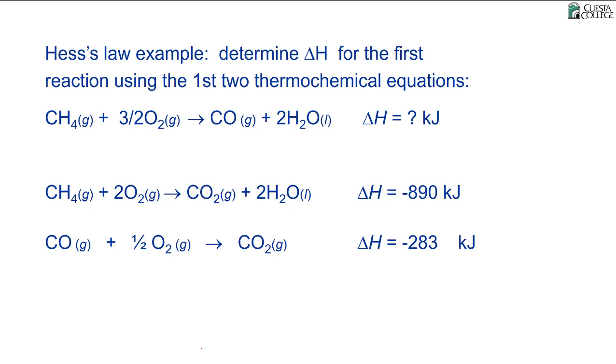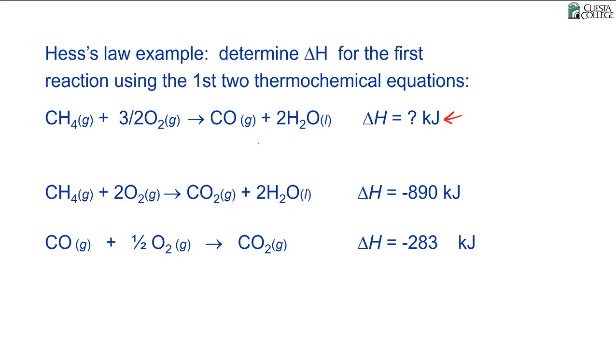Here's another example of Hess's Law. In order to determine delta H for this first equation, we can use the delta H values and the given equations that are down below. Let's walk through this and just see how using Hess's Law can help. In this particular reaction, our target equation, the top one, is CH4 gas plus 3/2 O2 gas goes to CO and H2O. This is a reaction that a chemist can't really do.